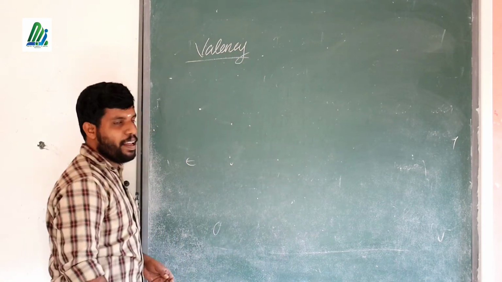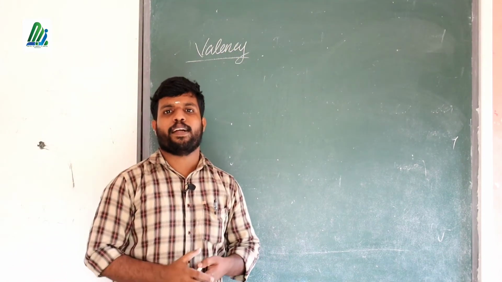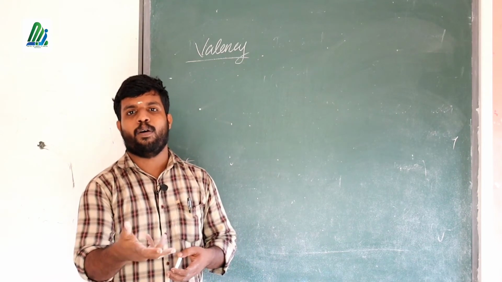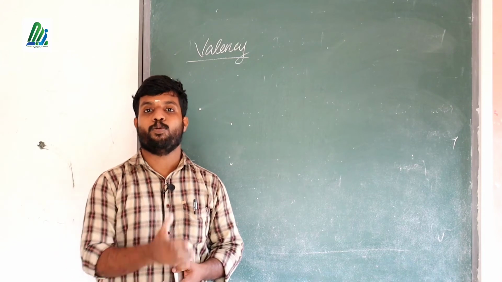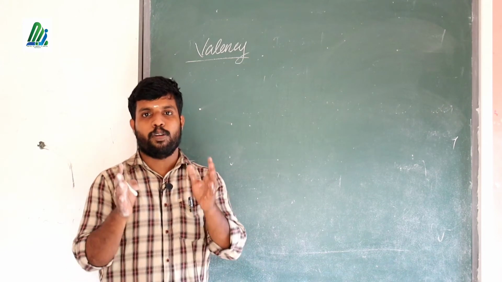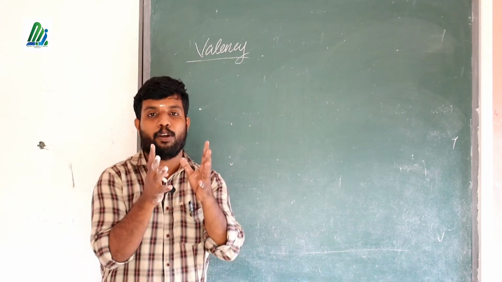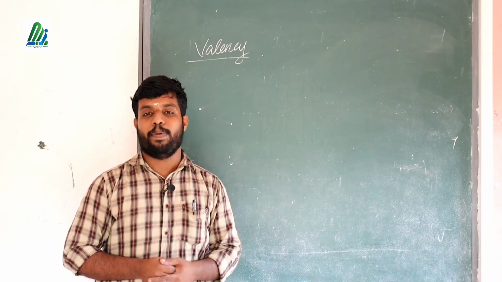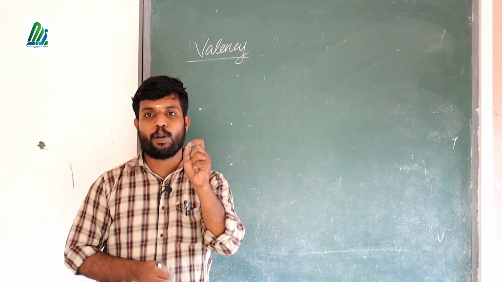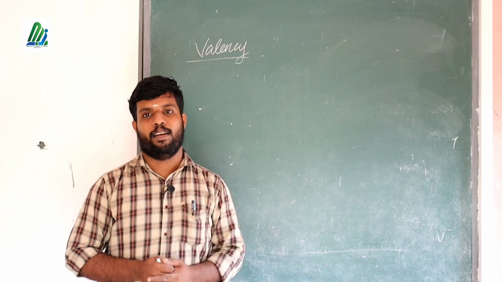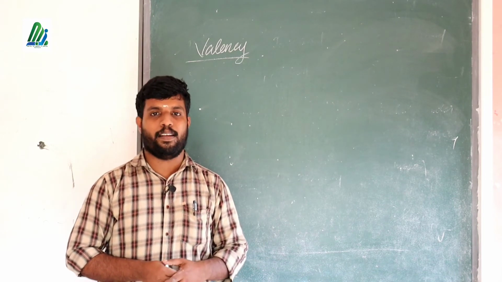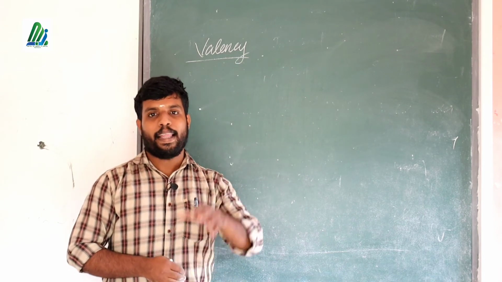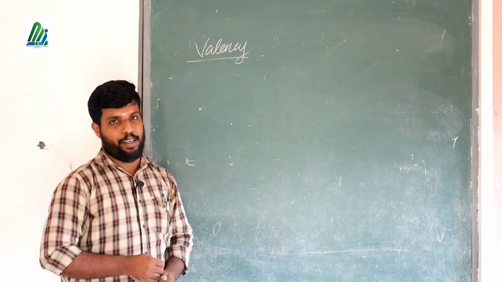So what is valency? Valency is a number. It is the number of electrons that are donated, accepted or shared by an atom to attain stability in a chemical reaction or combining of atoms. How many electrons are donated or lost, or accepted, gained or shared by an atom, that number is the valency.